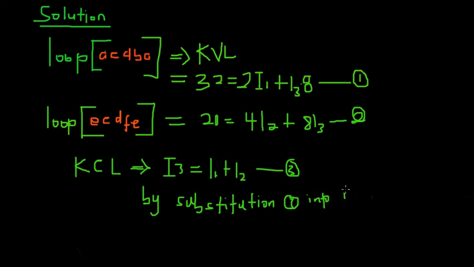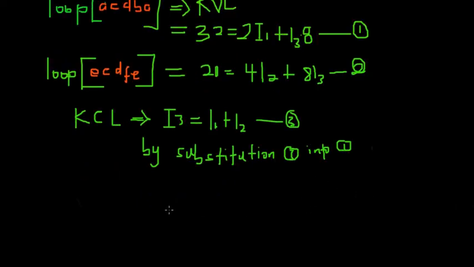Putting equation 3 into equation 1, we will get 32 equal to 2I1 plus 8I3. So you have 8 multiplying the whole of I3. I3 is I1 plus I2, so you have I1 plus I2. Right? From here we could just simplify this to get what?